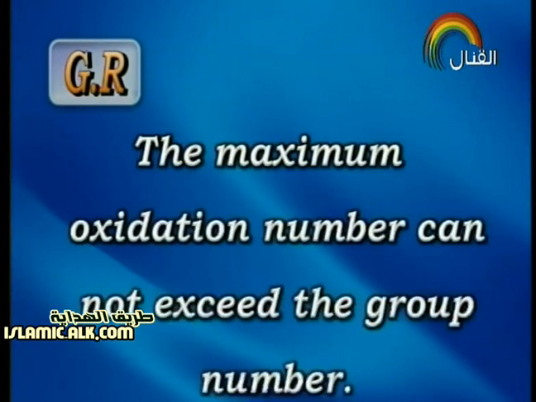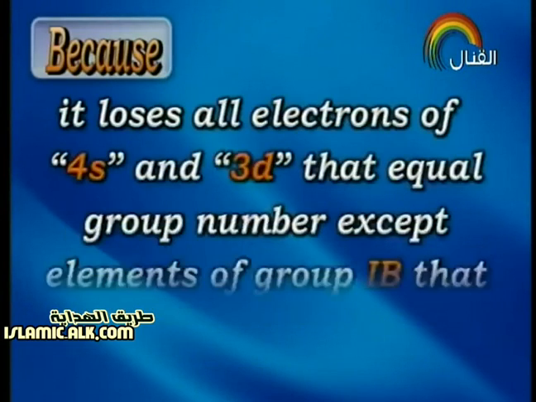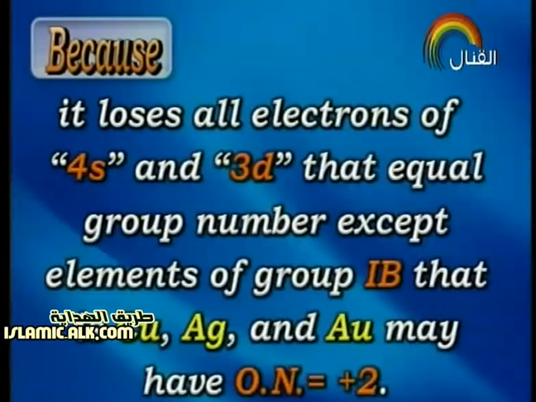Another give reason in this point: the maximum oxidation number cannot exceed the group number. The reason for that is it loses all the electrons in the 4s and the 3d sublevels, which equal the group number, except elements of group 1B, that's copper, silver, gold, which may have oxidation state positive 2.